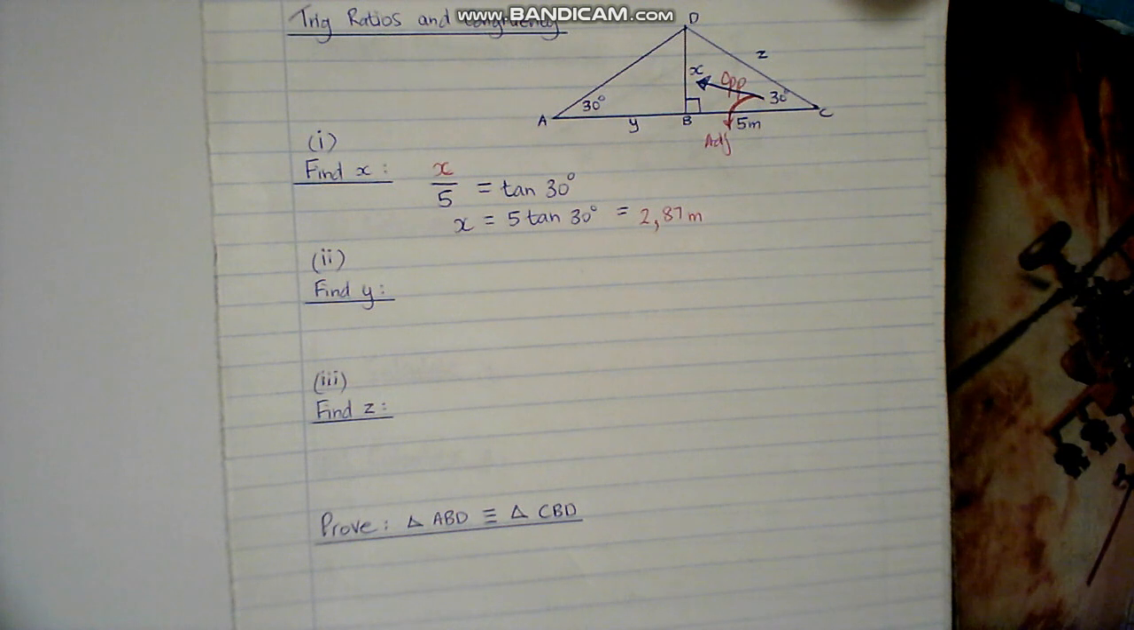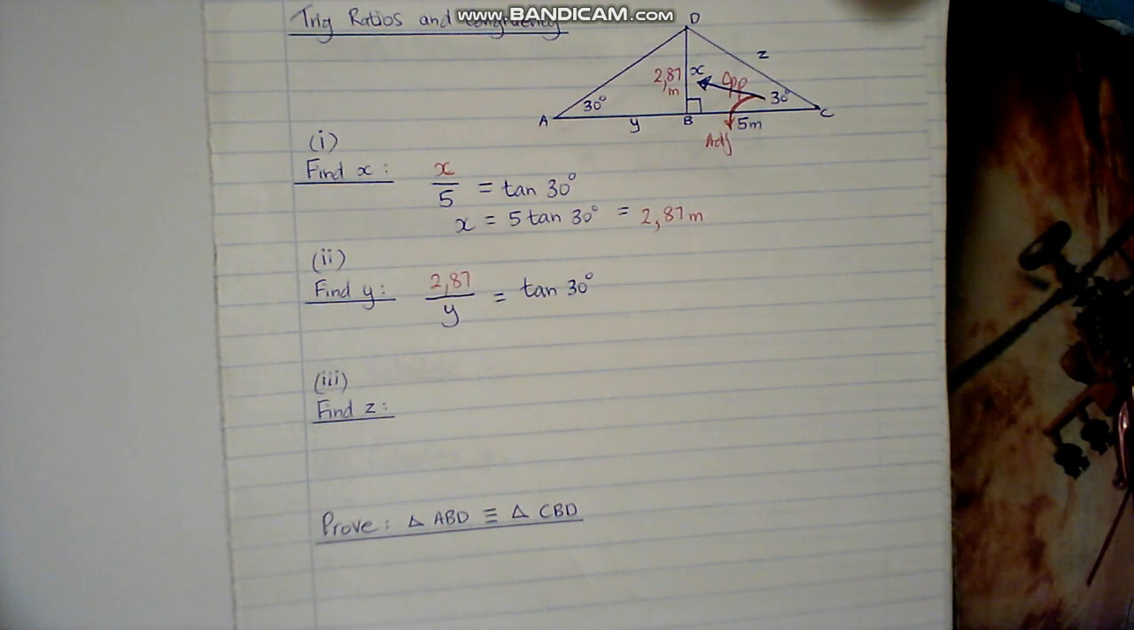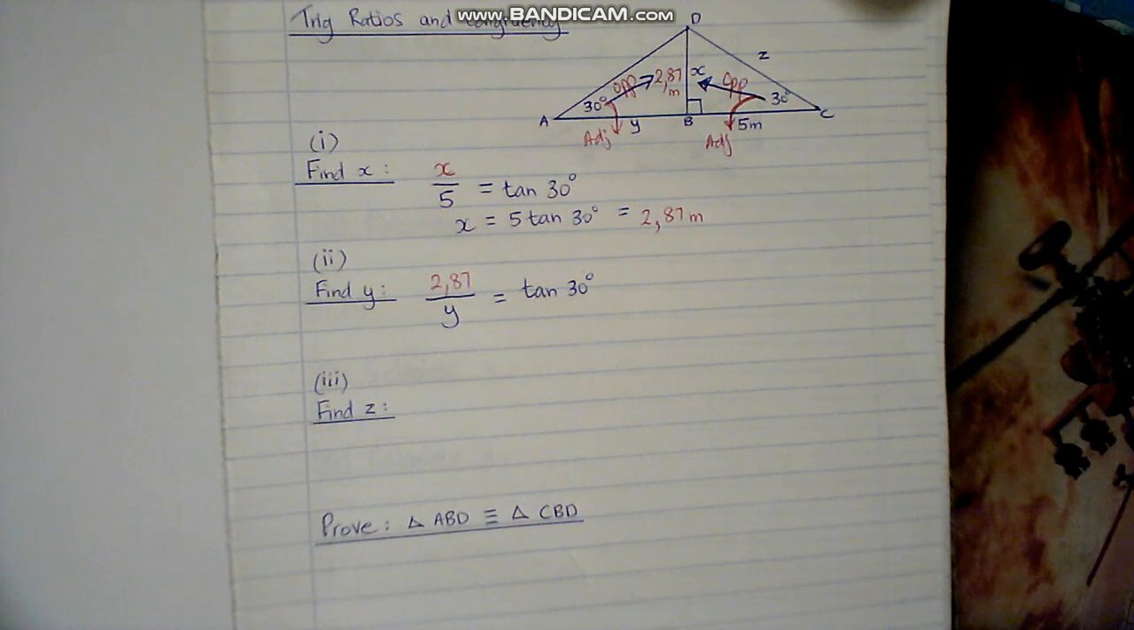Next thing, we need to find y. So tan function again, using the tan, we're going to have opposite over adjacent. So that will be the x over the y. Now we have to manipulate the equation by moving y over to the other side. The opposite of divide by y is times y. Now we need to make y the subject of the formula.